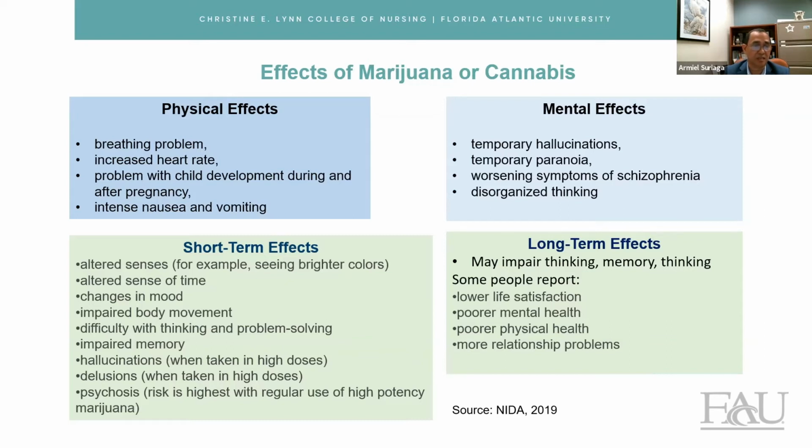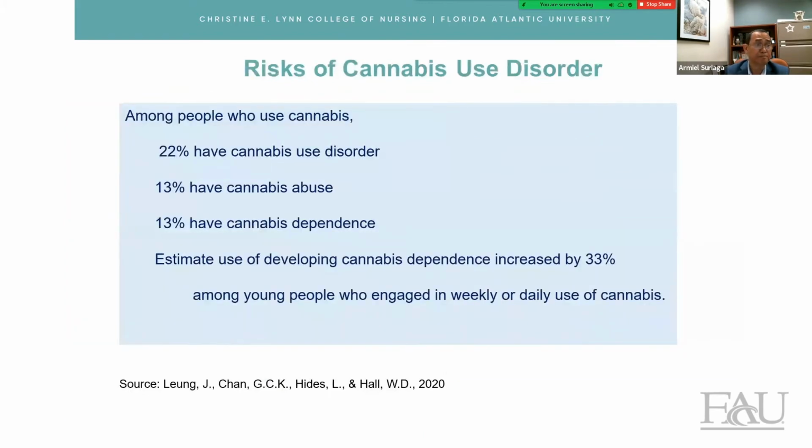and disorganized thinking. And then we have the short and long-term effects of cannabis, like an altered sense of time, altered senses, seeing bright colors, impaired body movement, difficulty thinking, problem solving, memory, hallucinations, delusions, and all these short-term effects in the mental or in the brain. For the long-term effects, some people report lower life satisfaction or poor mental health, physical health problems, more relationship problems, and they also impair their memory, thinking, and learning.